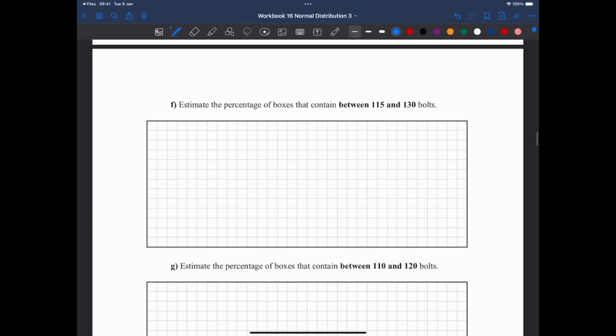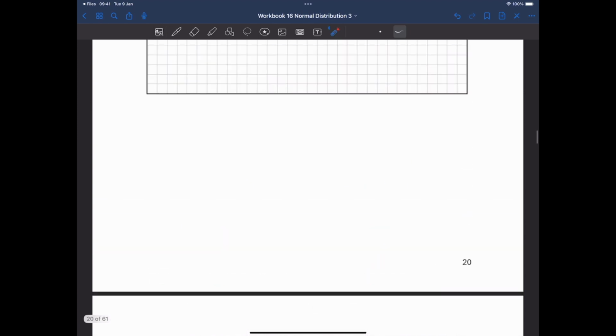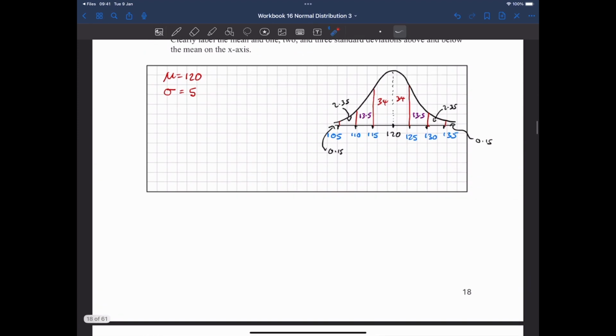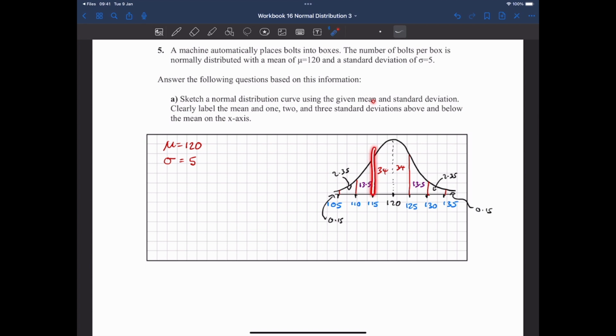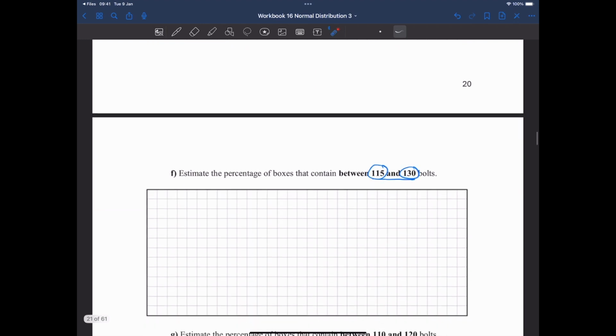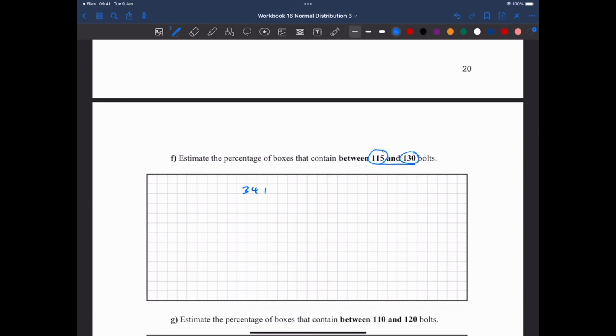F, between these two, 115 and 130. So we'll go up here. 115 is here. 130 is here. So that's 34, 34, and 13.5. We'll add those up now. So 34% plus 34% plus 13.5%. And we can do that slowly if you want. We'll add up the first two. 68 plus 13.5. We'll do it again. Add up these two. And that's going to give me 81.5%.